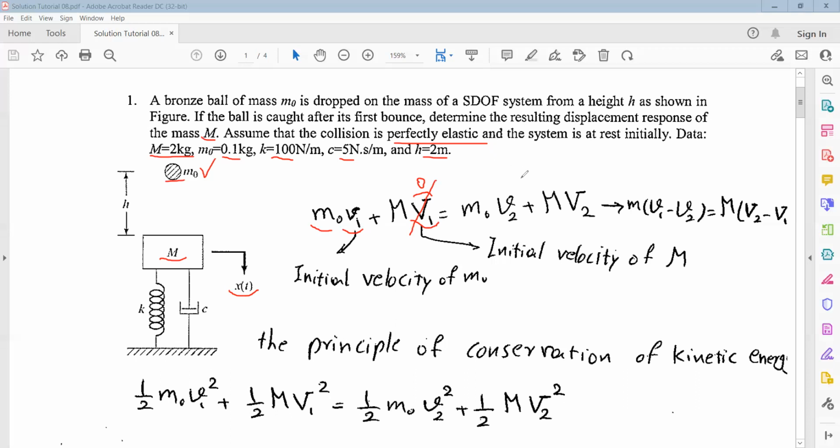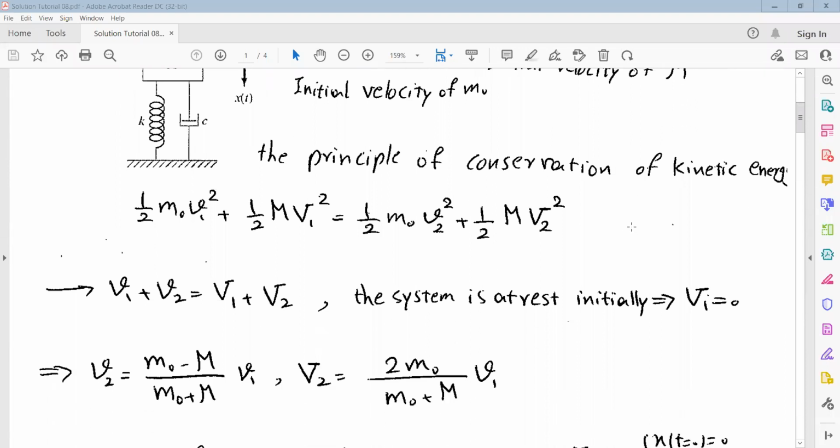On the right hand side we have the linear momentum after the impact. It is again the mass multiplied by its velocity after the impact, and the mass of the system multiplied by its velocity after the impact. This uppercase V sub 2 is in fact the initial condition for the vibrating system, because it is the initial velocity of the mass M after the impact, and definitely we need to use it as the initial condition.